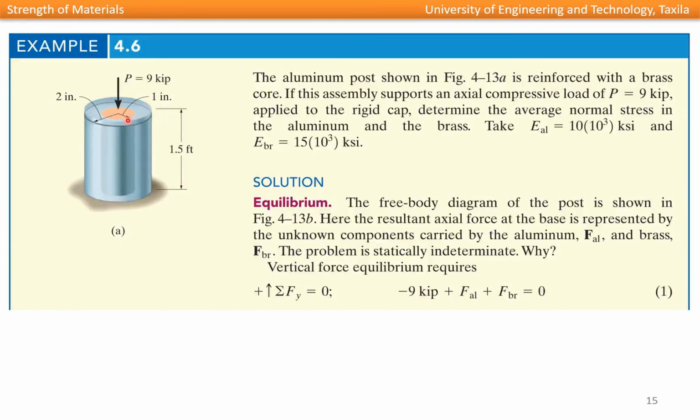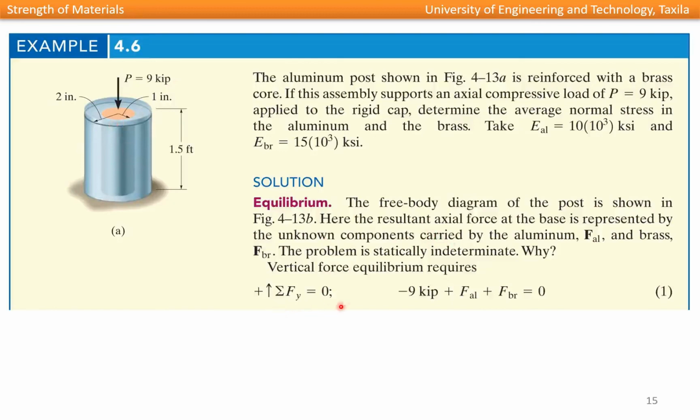It is indeterminate because this load, which is P, equal to 9 kip, is resisted by two materials. One is aluminum and the other is brass. So we have to find out what portion of this load is resisted by aluminum and what portion of this load is resisted by the brass in terms of stress. So first we will write the equilibrium equation.